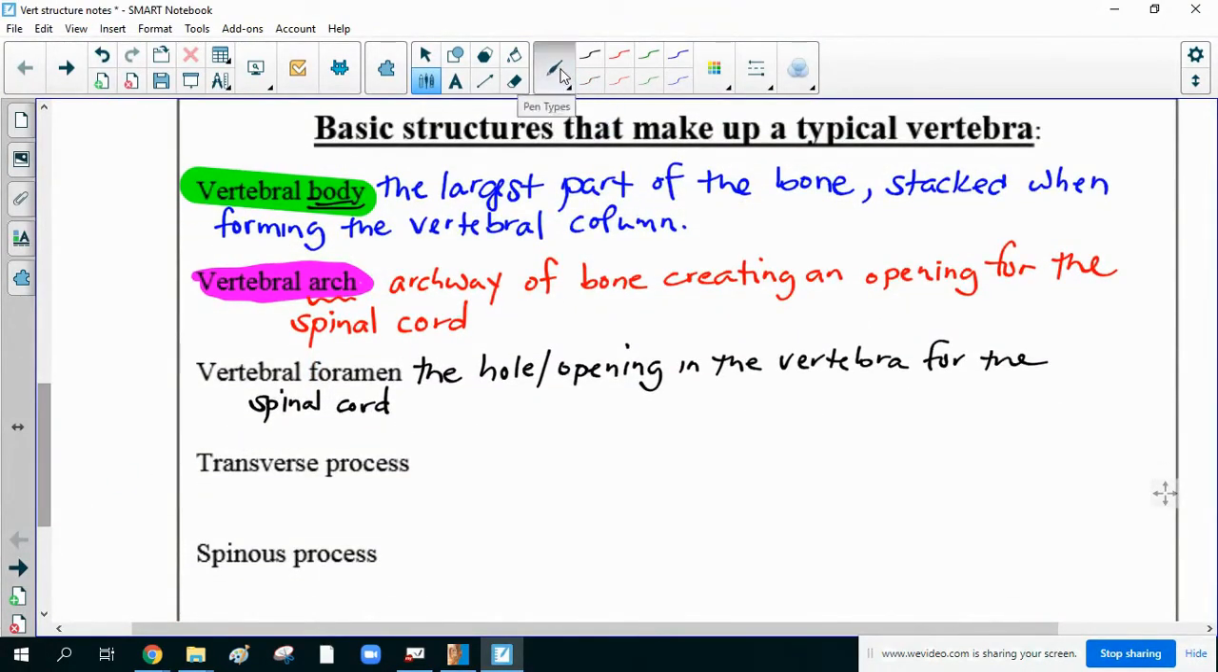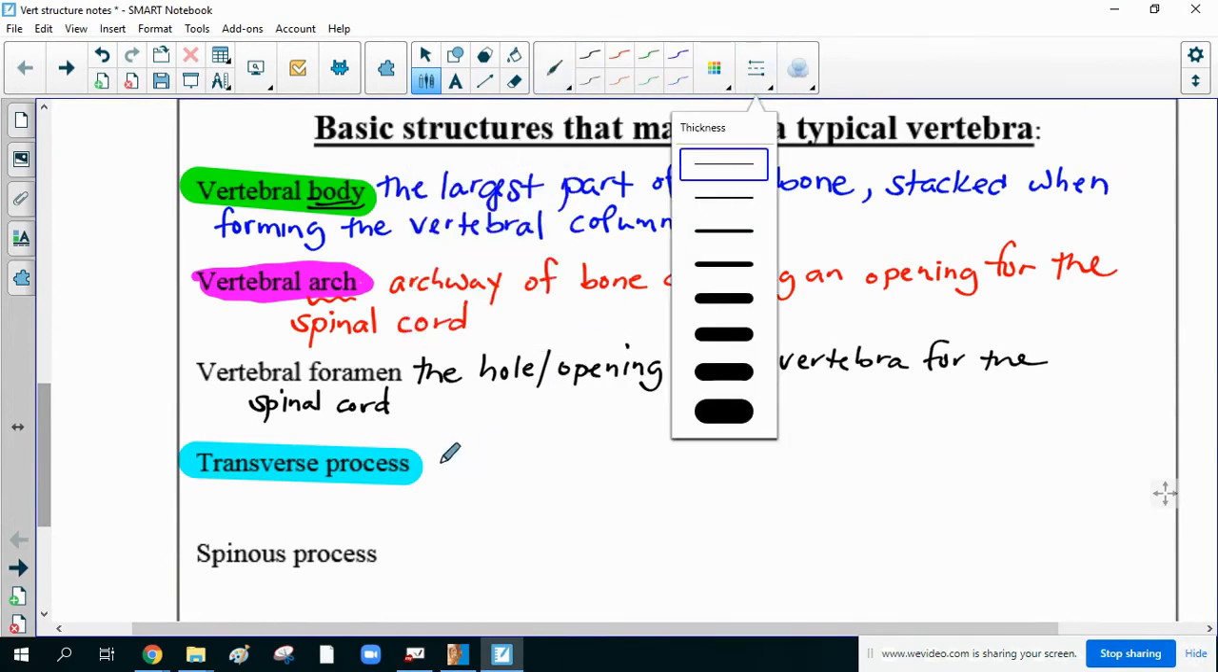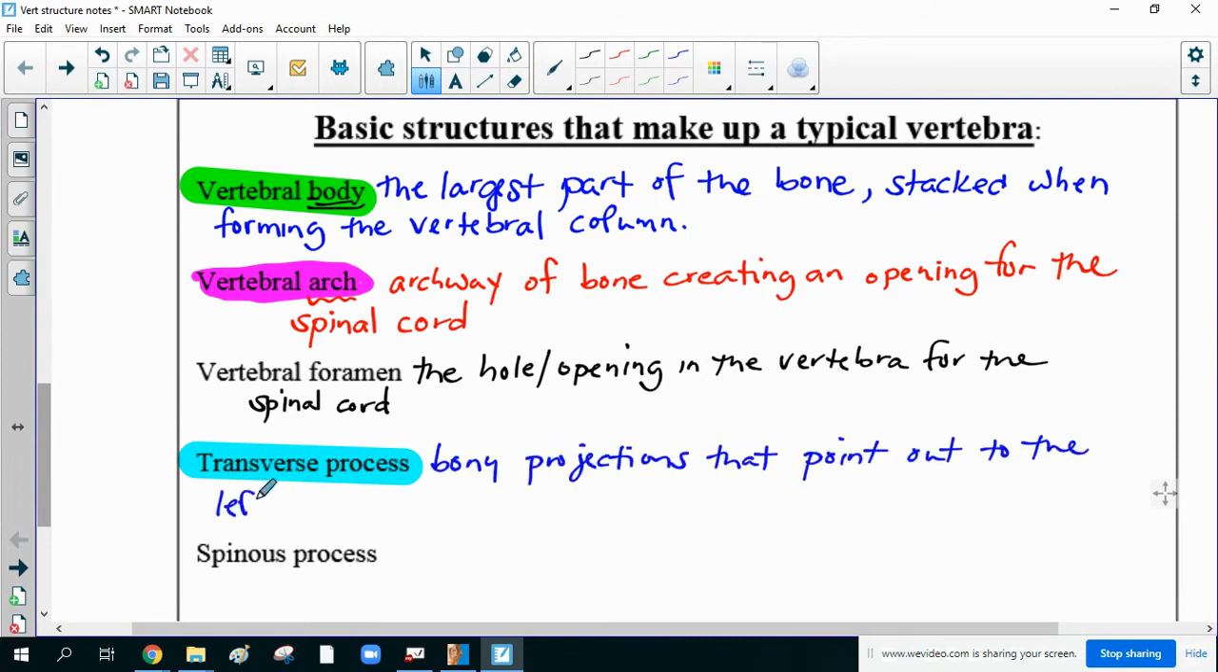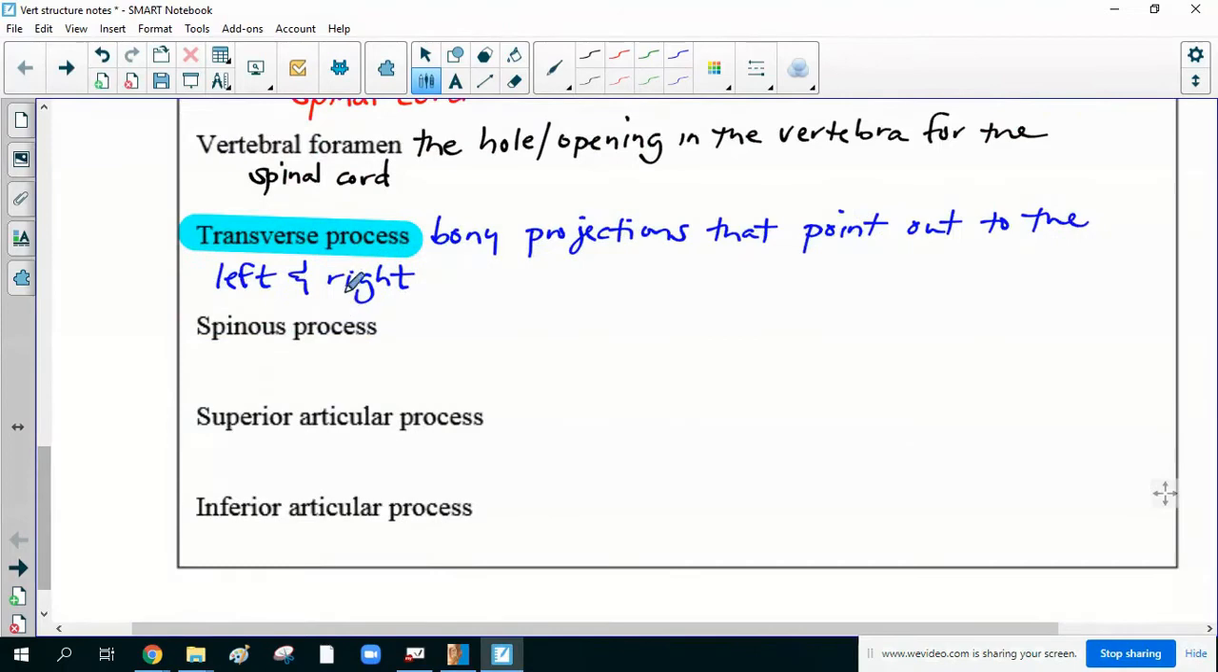Transverse processes. I'll show you and then we'll write our definition. Transverse processes. Trans means across. So these are projections that point out to the left and to the right. So let's go up there and see if we can find any projections that point out to the left and the right. By the way, the word process.